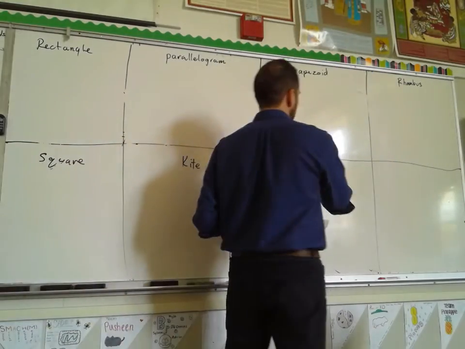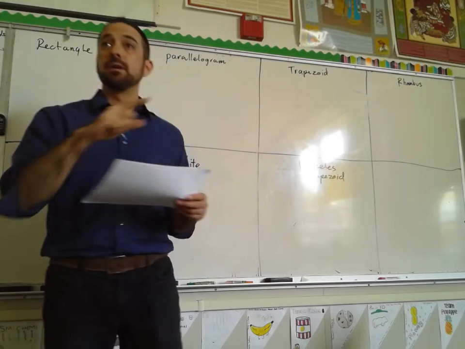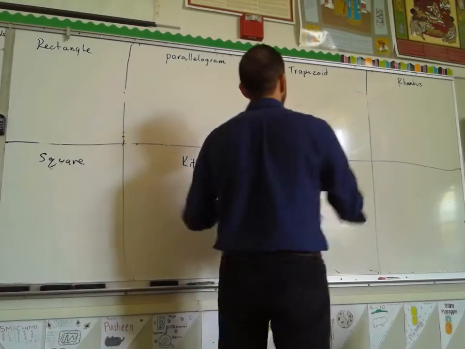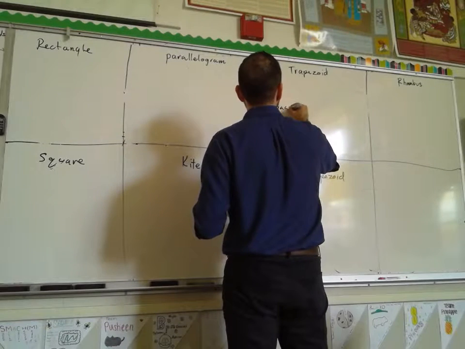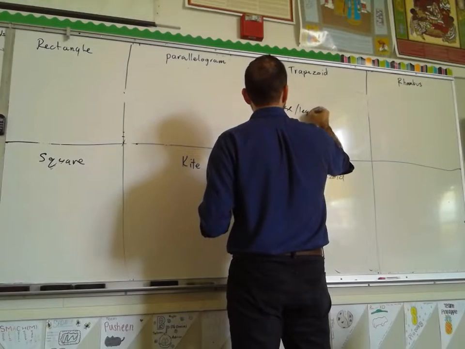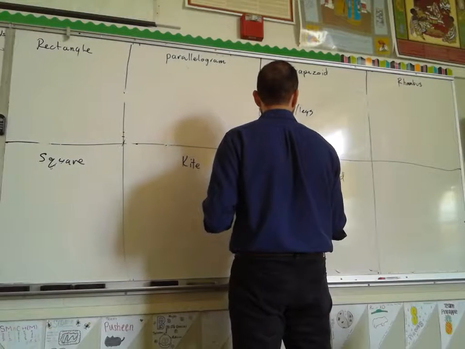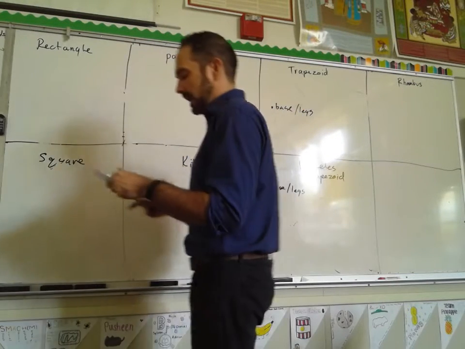Two. One of them is an isosceles trapezoid, the other is a regular trapezoid. But we know that for both of those, they have what? Base and legs. So base and legs, you can write over everything. Base and legs. Okay.